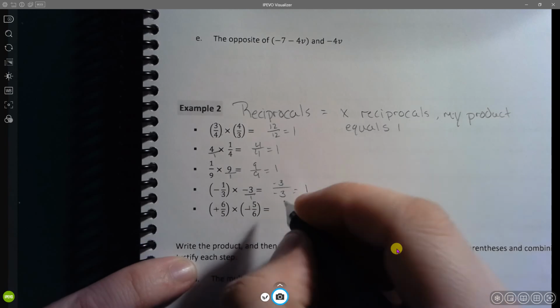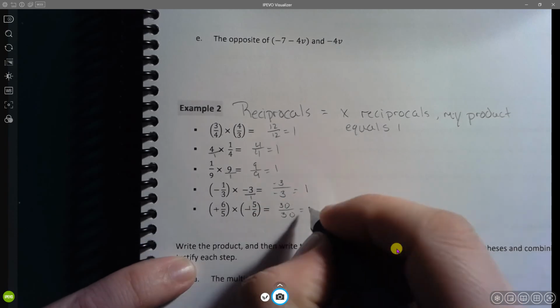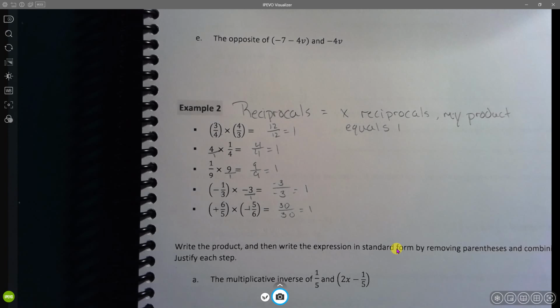6 times 5, that's 30. 5 times 6 is 30. 30 divided by 30 is 1. So yet again, these are reciprocals of each other because they all have an end result, or a product, of 1. So that's how we identify reciprocals when we're dealing with multiplication. They have a product of 1.